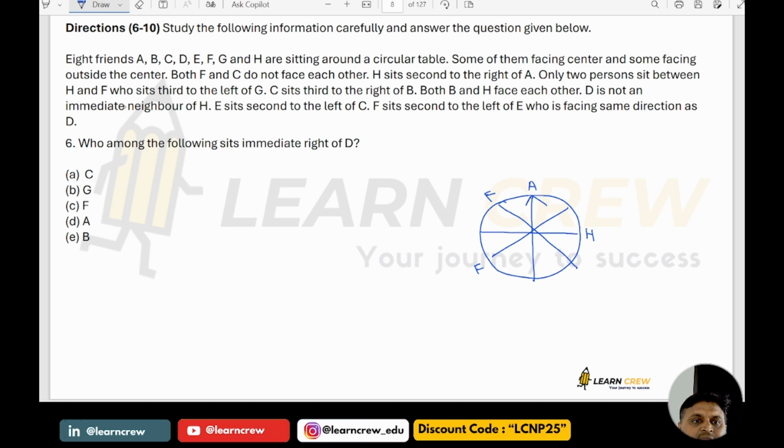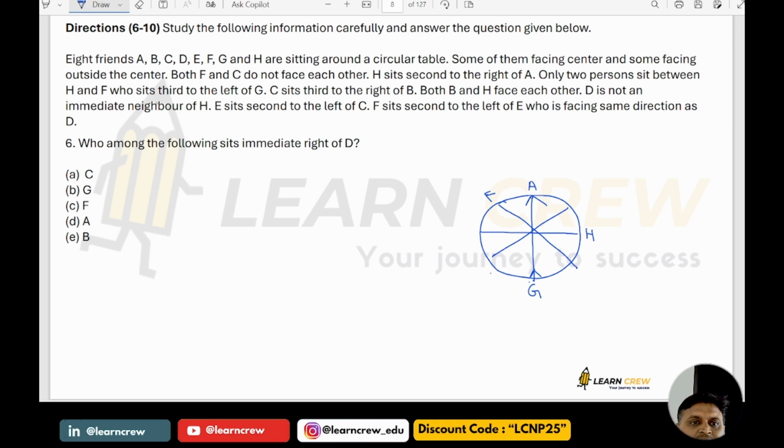Next. F sits third to the left of G. Here it is given that third to the left of G is F. For example, this is F, then G has to face inside, because G is first left, second left, third left. If F is here, then who sits third to the left of G? First left, second left, third left, so it is already fixed as H. So now in this arrangement, here you don't get F, you will get F here.